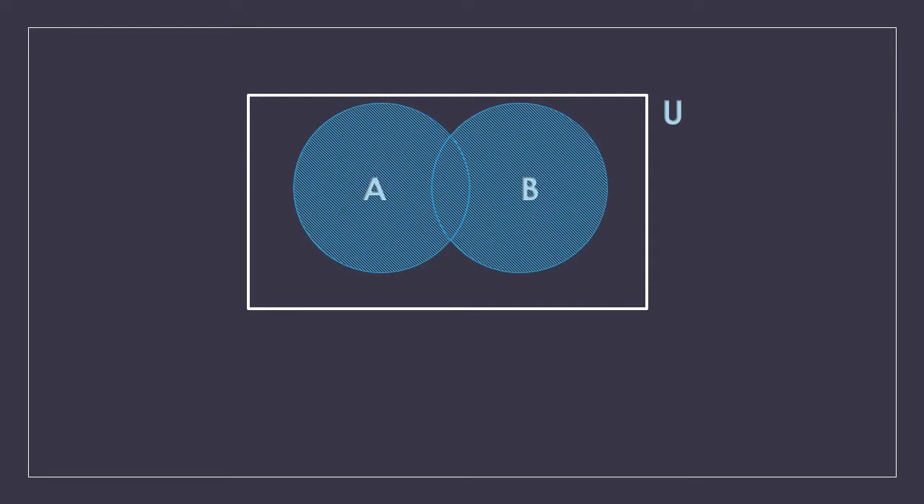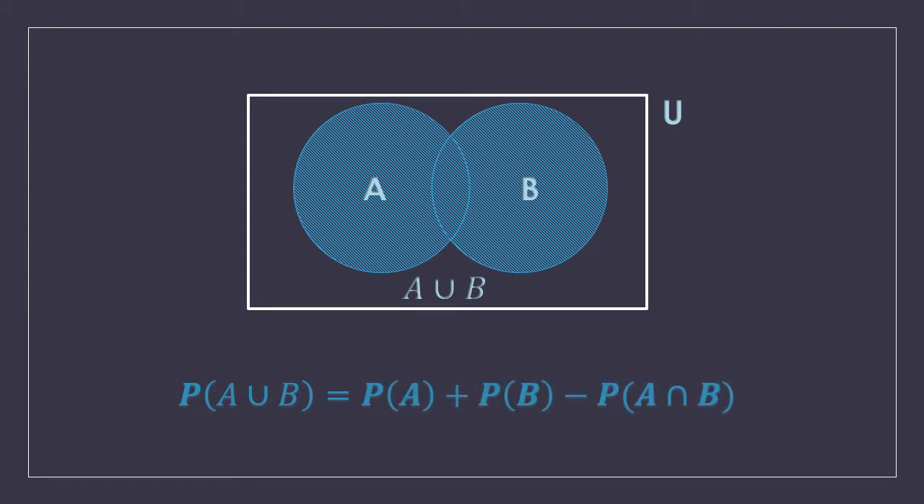This is a universe, normally a rectangle. These are the circles depicting events A and B, and when I color both of these circles together, I get the event A union B. So what is the formula for this A union B? It is A plus B minus A intersection B.